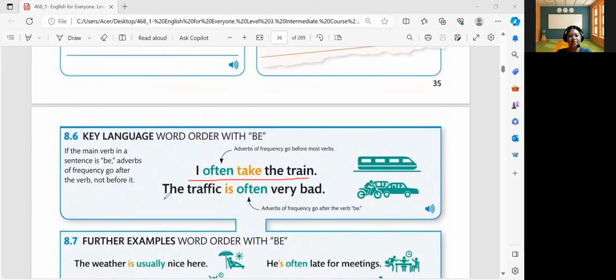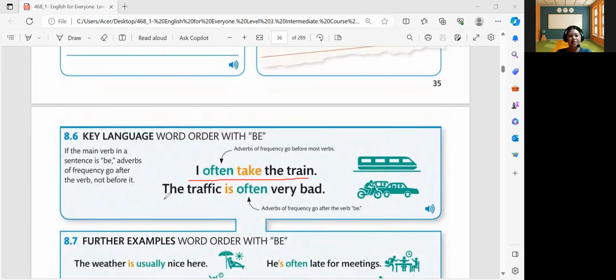He is often late for meeting. Okay, last example. You are hardly ever sick. Okay, very good. So let's now proceed for the activity that we have here on the screen.